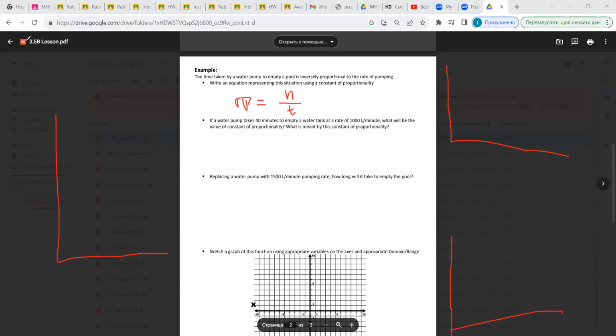Okay, guys, we have a first answer from Hala, from Mohammed too. Let's see. So Hala: T equals square, time taken to empty the pool, a rate of pumping, constant of proportionality. Great, Hala. Value of constant of proportionality would be 40,000. I use the equation T equals C over R, time, rate of pumping, C constant. Pump takes 40 minutes to empty a water tank at a rate of 10 liters a minute. What will be the value of the constant of proportionality?